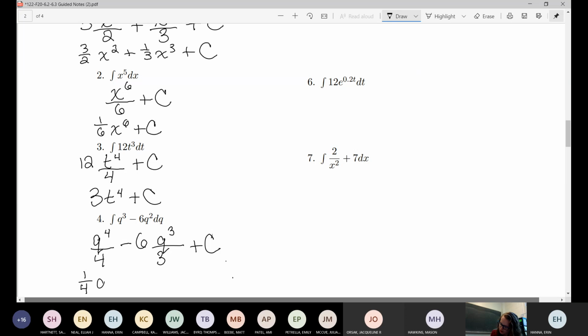If you want to, you can simplify it a little bit. 6 divided by 3 would give you 2q cubed. Now, just like with derivatives, you don't really have to simplify them if you don't want to. With the constants, I always say at least simplify the constants, but if you don't, it's not the end of the world. So that's that one.